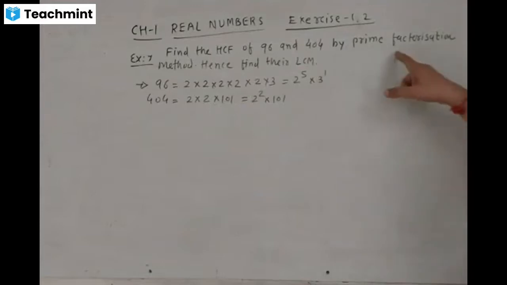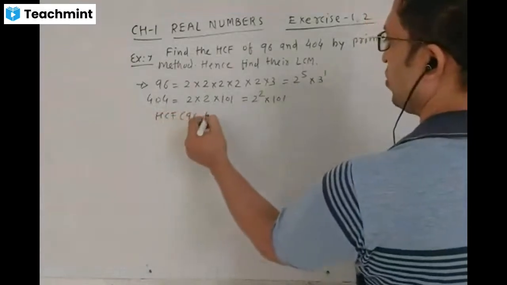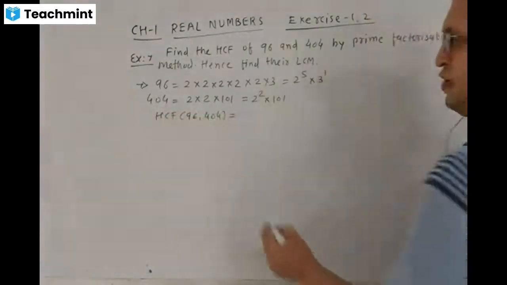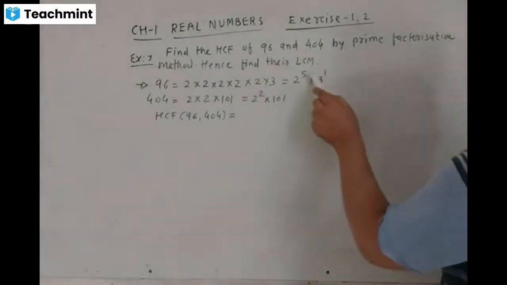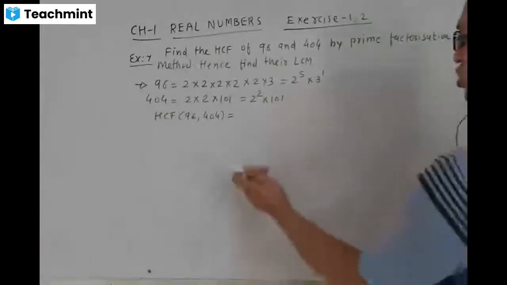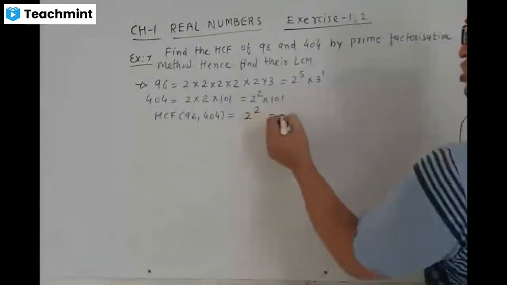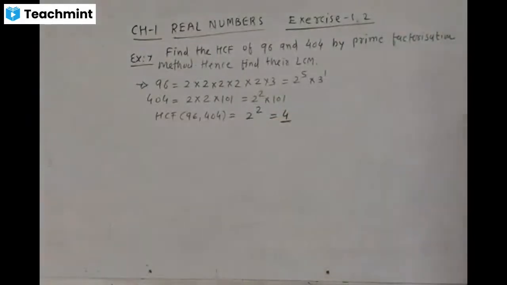Find the HCF only by the prime factorization method. HCF of 96 and 404. What is the meaning of HCF? That is the least common power of the prime. 2 raised to 5 and 2 raised to 2. Which is the smaller power? It is 2, that is 2 raised to 2, which is equal to 4. Therefore, HCF of 96 and 404 is 4.